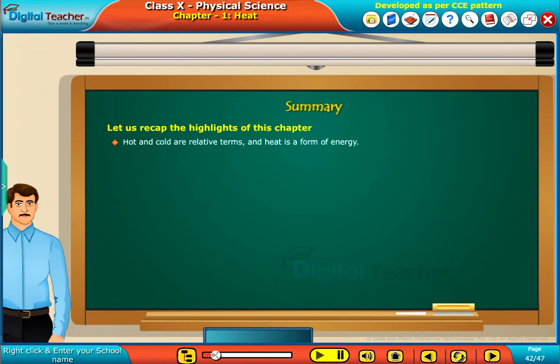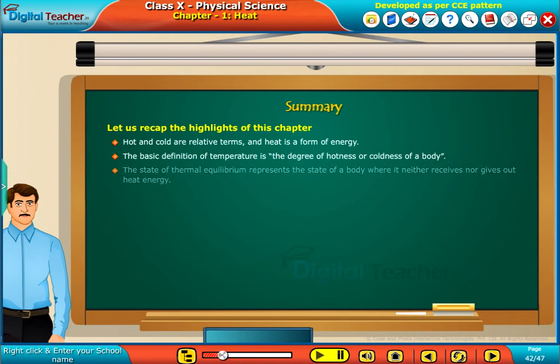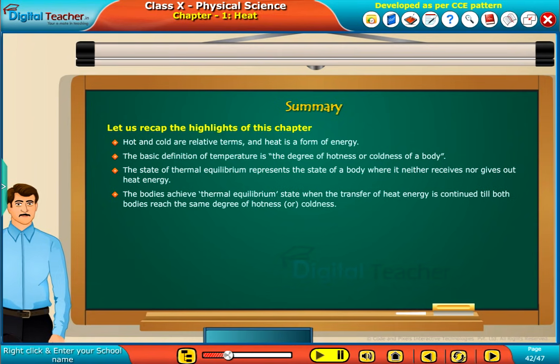Hot and cold are relative terms, and heat is a form of energy. The basic definition of temperature is the degree of hotness or coldness of a body. The state of thermal equilibrium represents the state of a body where it neither receives nor gives out heat energy. The bodies achieve thermal equilibrium state when the transfer of heat energy is continued till both bodies reach the same degree of hotness or coldness.